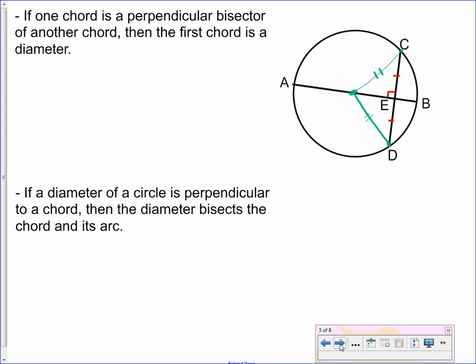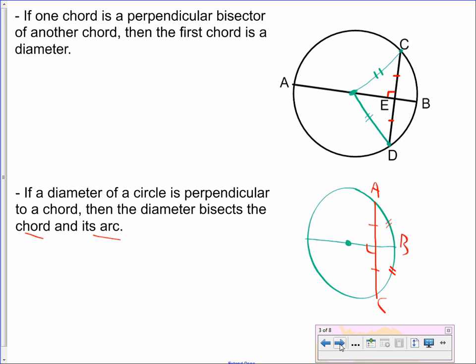If a diameter of a circle is perpendicular to a chord, then the diameter bisects the chord and its arc. So basically, we're kind of changing this problem around a little bit. If we have a diameter, there's the center of the circle, and it is perpendicular to a chord, what that tells us is the chord gets cut in half. So those two segments are going to be equal to each other. And just so I can name them, arc AB will be congruent to arc BC, like it says. The chord and its arc is being bisected by that diameter.